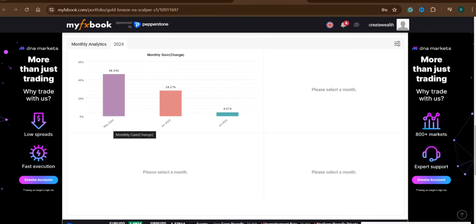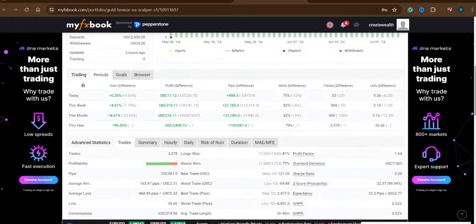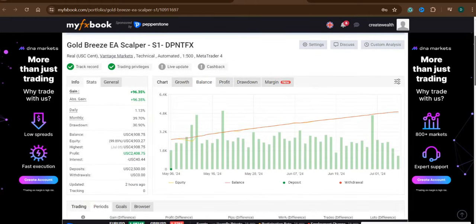So in May, we made 46.34%. In June, we made 28.27%. And July has just started. Based on this, this is what the statistics is. I have included the other two links also, but yes, this one works better, where I mentioned S1. This setting works better as a scalping mode.